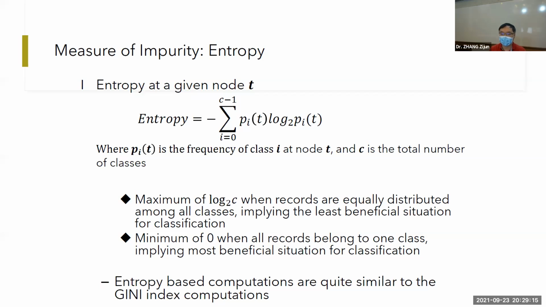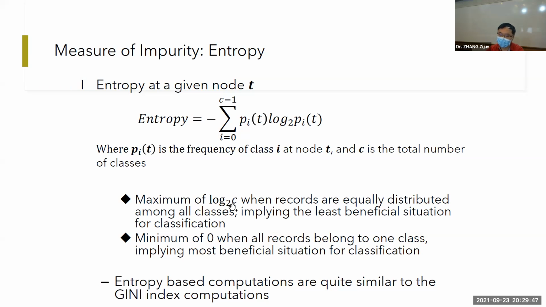First, let's look at how entropy is computed at node t. The entropy is the negative of the summation from class 0 to the number of classes, where for each class we compute the multiplication between the frequency p and the log base 2 of that p. p_i(t) is the frequency of class i at node t, and C is the total number of classes.